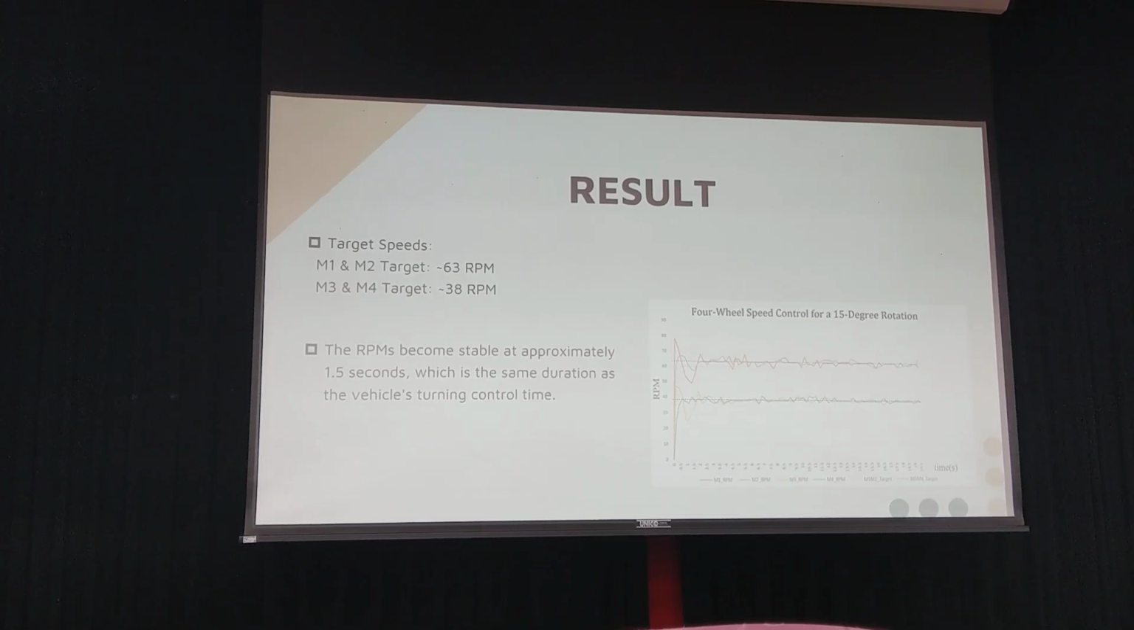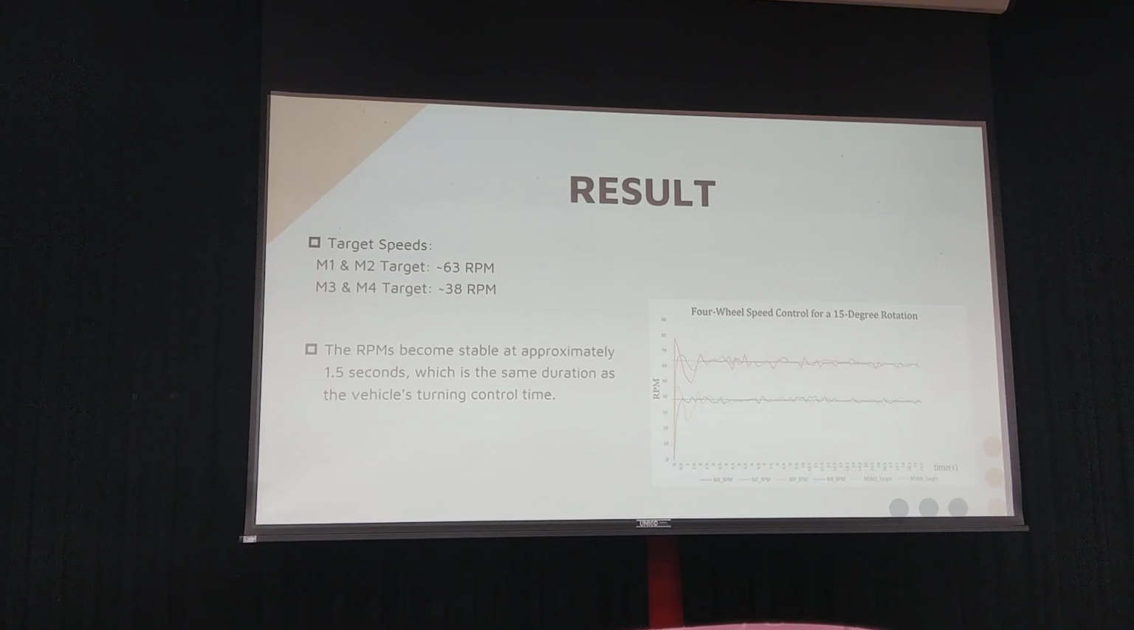Let's look at how the vehicle performs in reality. During our test, we set different target speeds for the inner and outer wheels to achieve accurate turns. For example, motor 1 and motor 2 targeted about 60 RPM, while motor 3 and motor 4 targeted about 38 RPM. We observed the RPM stabilize very quickly, in about 1.5 seconds. This makes the vehicle's control time perfect.